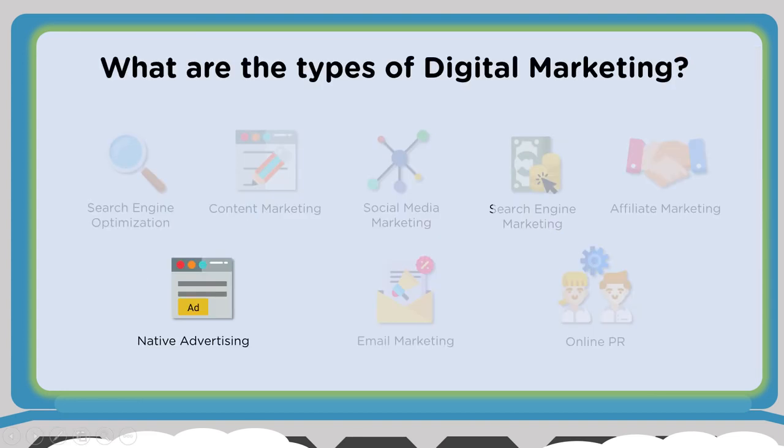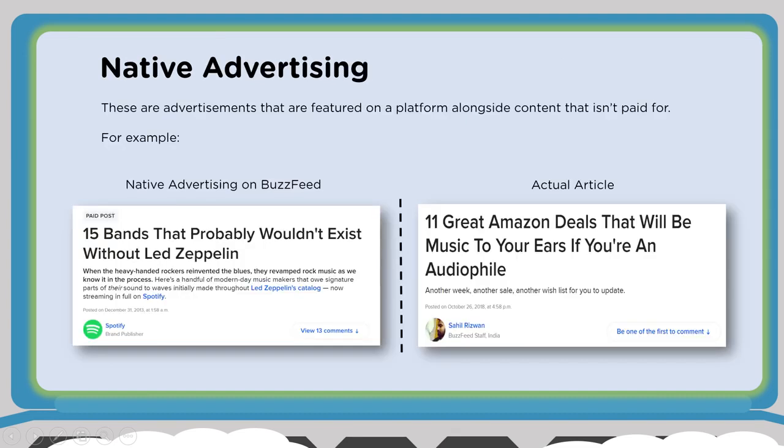Okay, let's move over to native advertising. So native advertisement means that your ad is showing up next to content that basically naturally fits. So these are advertisements that are featured on a platform alongside the content that isn't paid for.